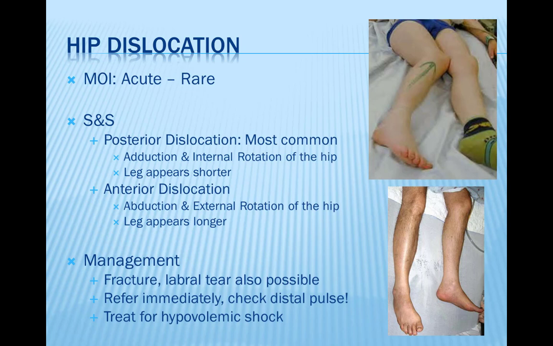Hip dislocations occur more commonly in females than males. 9 out of 10 hip dislocations are posterior. In a posterior dislocation, the affected limb will appear shortened. The leg will also have an adducted and internally rotated appearance.